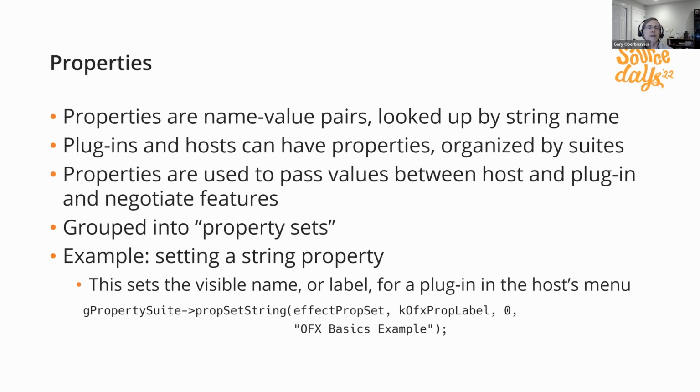So here's just a simple example. I don't know if you can see it. It's a little small on the slide, but a plugin is using the global property suite that it got from the host to set a string valued property called label, or kOfxPropLabel there. And its value is OFX basic example. So it sets that property into the effect's property set on the host, and then the host can use that name to show in its effect selection menu.